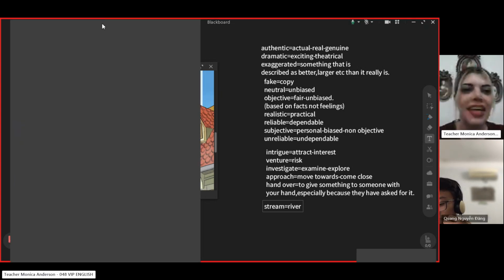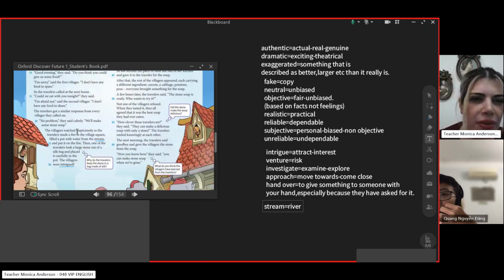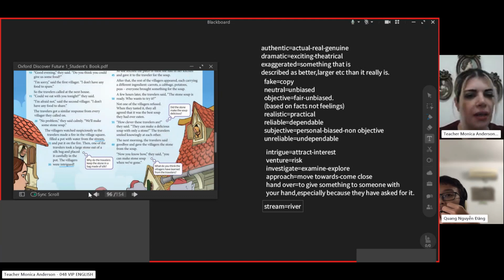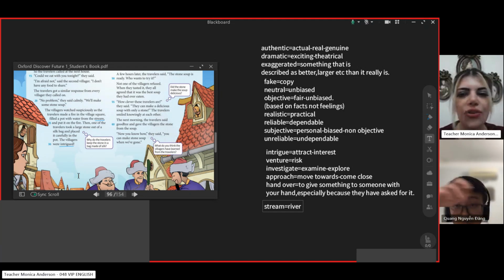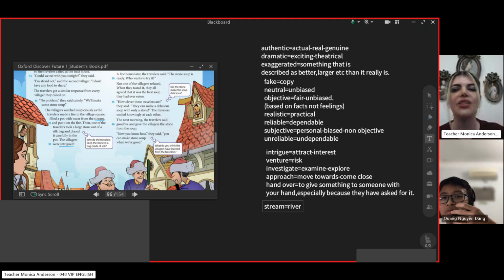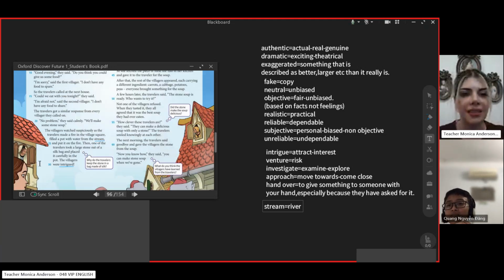Okay, actually I underlined a few words in the text, but of course, you need to know the meaning. Of course, stream means river. And we have this word, intrigue. Intrigue means attract. Oh, intrigue means attract.